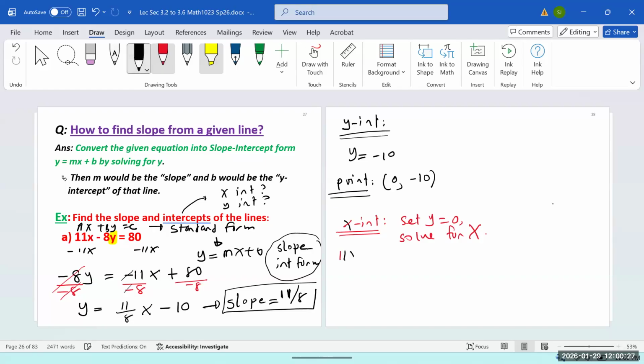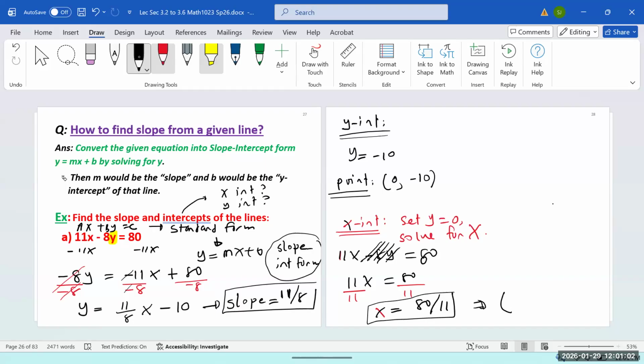So we have 11x minus 8y equals 80. We don't need the negative 8y, so erase. And we get 11x equals 80. And if you want to solve for x, what do you do? Divide by 11. So x equals 80 over 11. But they want a point. So we have 80 over 11 for x. And what's the y value in the x-intercept? 0.